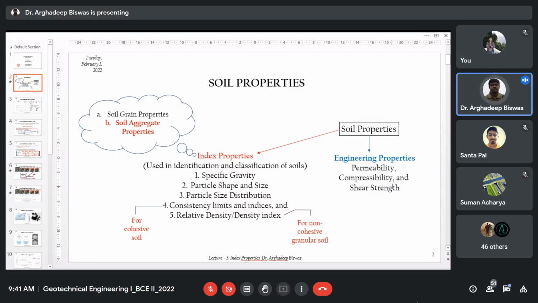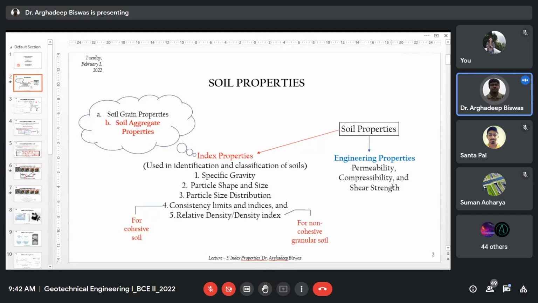It is actually used to identify the soil as well as to classify the soil or to label the soil. What are those index properties? Index properties could be soil grain properties, that is the individual grain property, solid property, or soil mass property or soil aggregate property, that is several such soil particles making a soil aggregate, and the property of that aggregate is called soil aggregate property. Mind it, the soil aggregate property will not be the same as the soil grain properties.